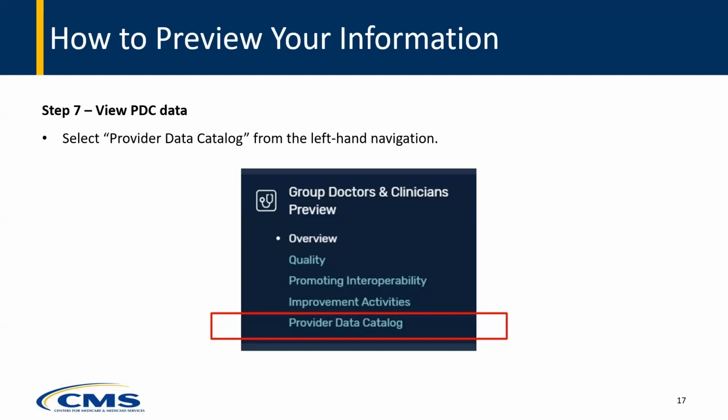All of the performance information shown so far, as well as some additional performance and general information not selected for reporting on profile pages, will be publicly reported in downloadable format. Select Provider Data Catalog from the left-hand navigation to see what information will be published for you or your group. Next slide, please.